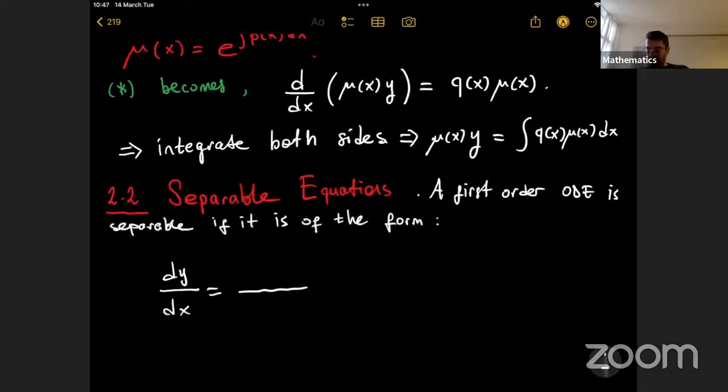On the right hand side, we have two functions like this, q of x over p of y. Did we talk about already this? No, we didn't. Okay.